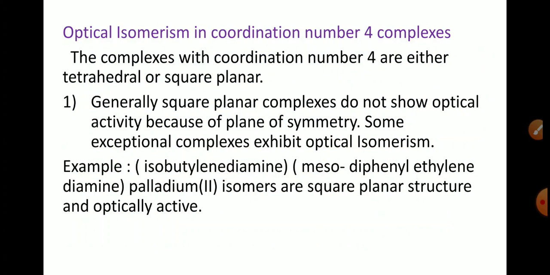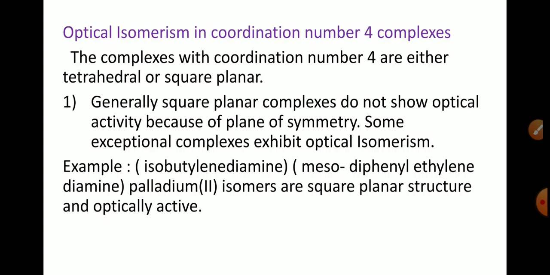Optical isomerism in coordination number 4 complexes. These are complexes bonded with 4 ligands, and they have either a square planar or a tetrahedral structure. Generally, square planar complexes do not show optical isomerism because they have a plane of symmetry.